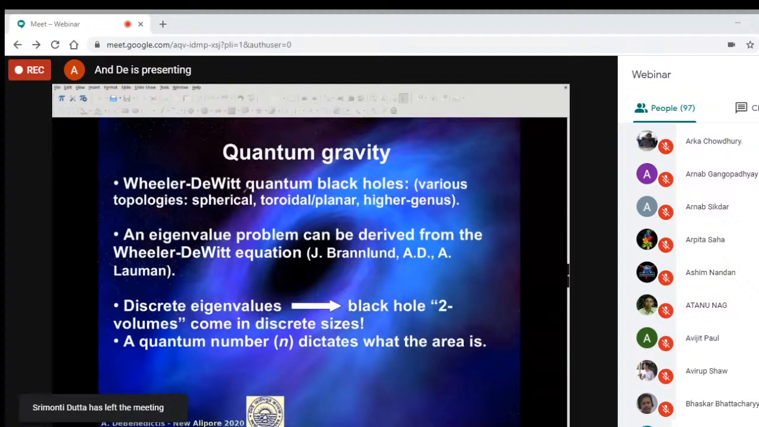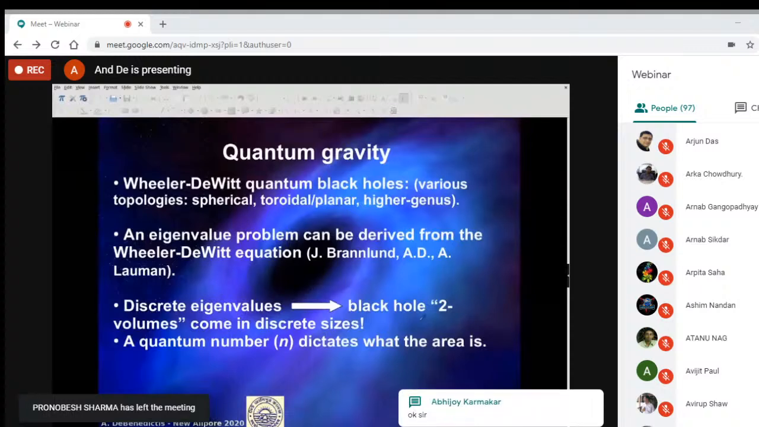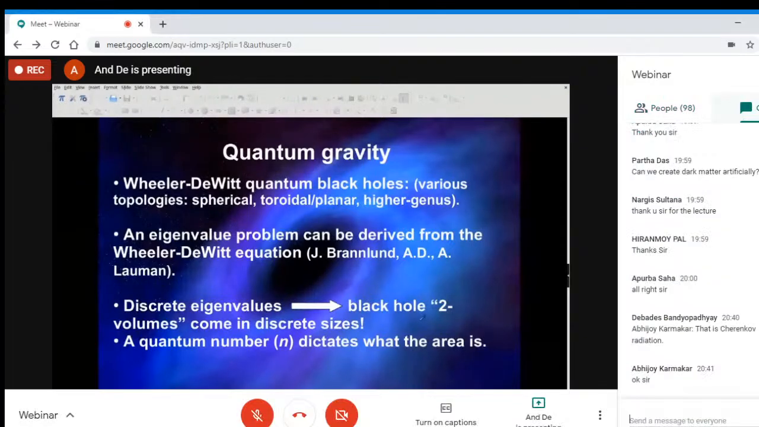Wheeler-DeWitt, they also studied quantum black holes. Some colleagues of mine and I studied black holes of various topologies: spherical topology, toroidal planar topology, higher genus topology. What we wound up doing is, from the Wheeler-DeWitt equation, the equation I showed you with the 3 metrics with the 2 sheets, we managed to derive an eigenvalue problem. The eigenvalue gives us the 2 volumes. There's slightly more to it than this, but basically think of it as, very roughly speaking, the area of the black holes.